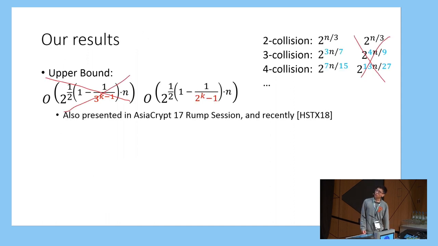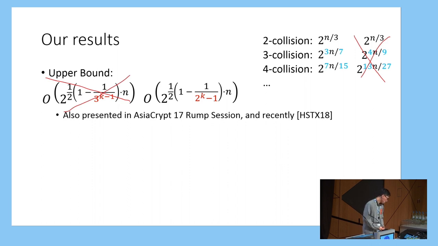And these are our results for the upper bound. We improved the upper bound to this term. For k equals 2, it is still tight. For k greater than 2, it is better, but it is still exponentially close to half as k grows. Note that this result was also independently discovered by HSX18 and presented in the EUROCRYPT 17 rump session.